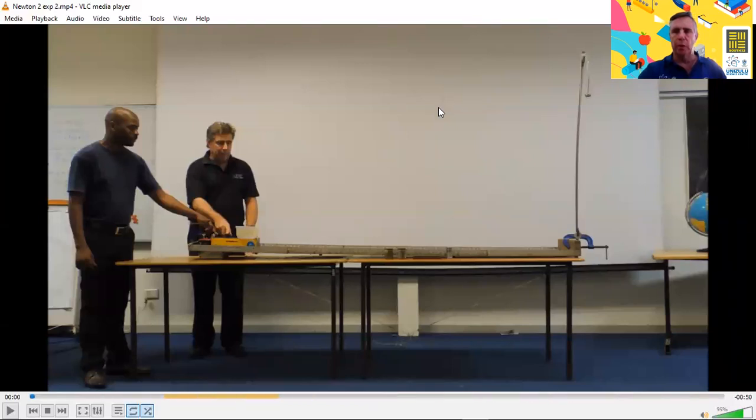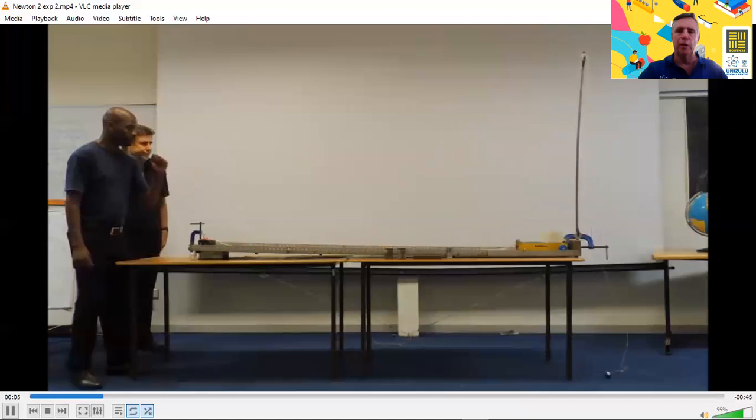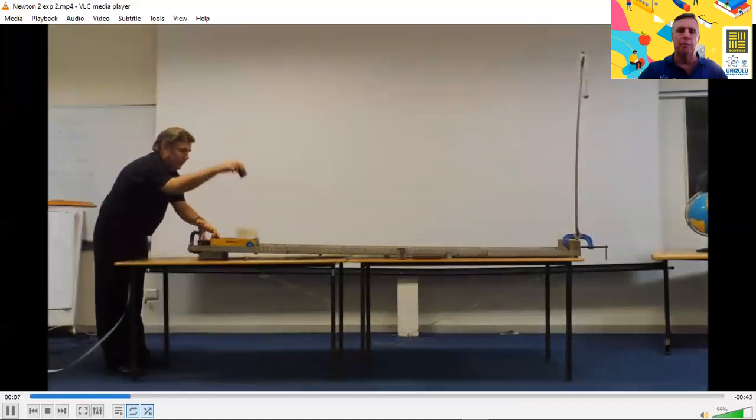So let's have a look at a video of experiment 2, where we're seeing how acceleration depends on mass. Watch closely in this video that the total mass that's pulling here, the pulley mass, will not change, whereas the mass of the trolley will change. So you'll have the same force pulling a trolley that gets heavier and heavier all the time. To start off with, the trolley weighs 1 kilogram, and we've got 200 grams on the pulley, so it's a total of 1.2 kilograms, and you can see the acceleration is quite fast.